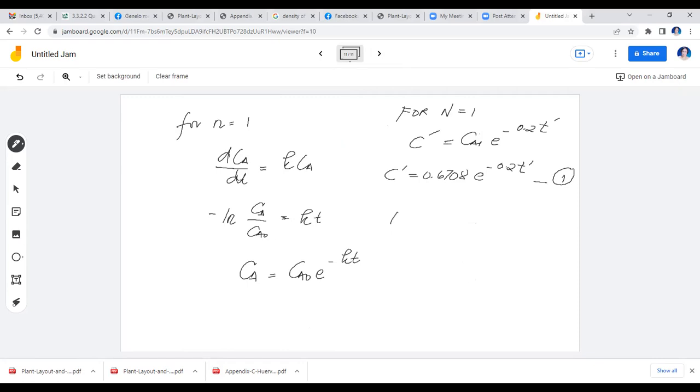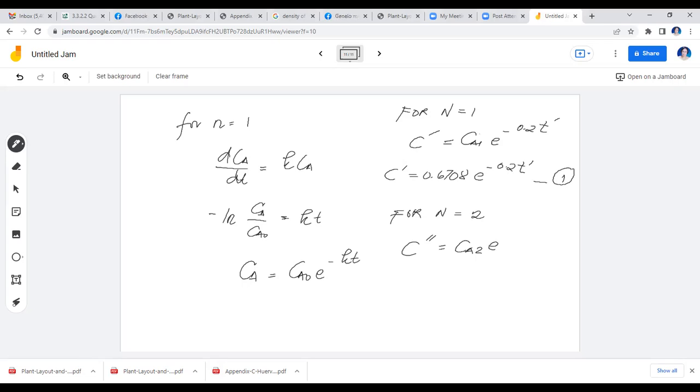Now for the second reactor, that would be N equal to 2, you will have the same format as this one, but this time we will represent the concentration in it as C double prime after time T prime. And it's going to start with the initial concentration, which is Ca2, because that's the final concentration of your discharge when operation was stopped.